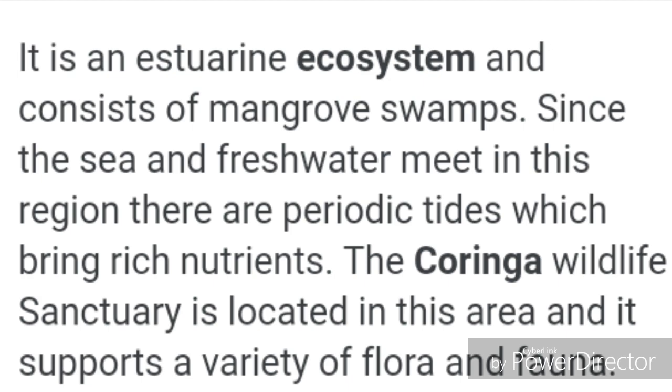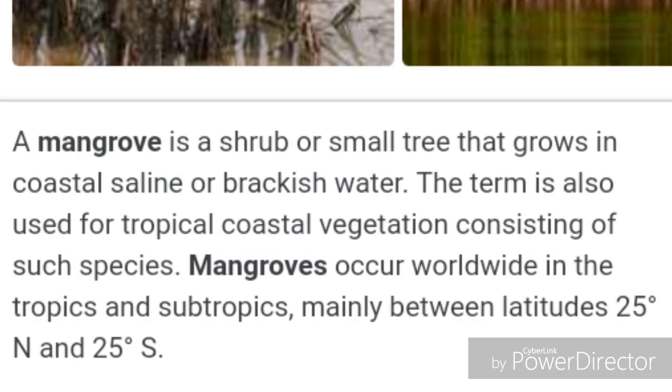A mangrove is a shrub or small tree that grows in coastal saline or brackish water. The term is also used for tropical coastal vegetation consisting of such species. Mangroves occur worldwide in the tropics and subtropics, mainly between latitudes 25 degrees north and 25 degrees south. Mangroves grow in waterlogged condition. To get sufficient oxygen, aerial roots grow from the base of the stem into the air.